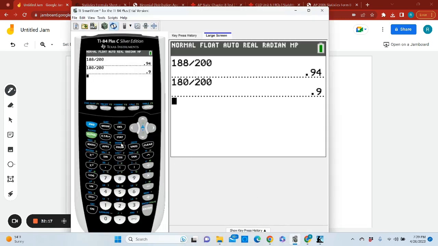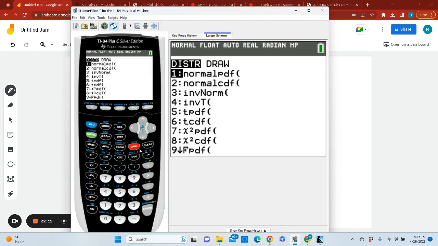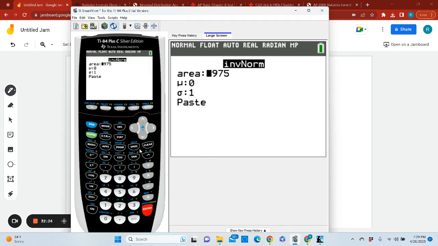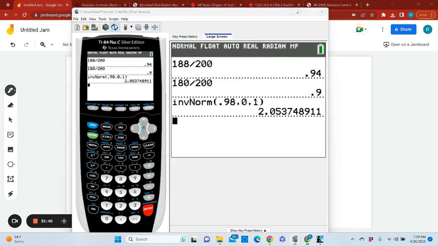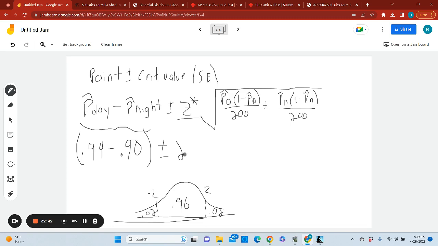So again, that's going to be an inverse norm thing, second distribution, inverse norm. We're going to make the area to the left 98. And now our critical value is going to be 2.0537. I'll round that off to 2.054. All right, 2.054, times the square root.